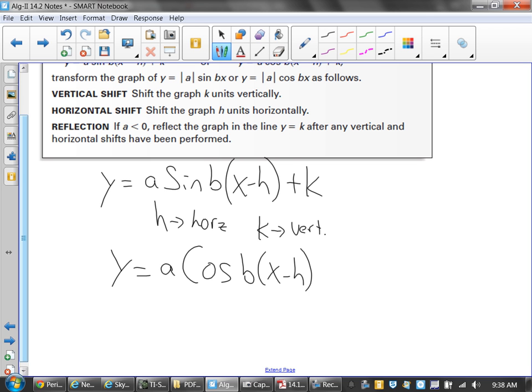All the same rules apply as it did yesterday about your A and your B for your period. None of that changes at all. Just the fact that we have an H to worry about. Everything else is just the same.